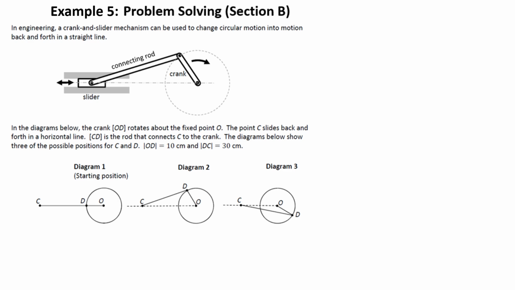In the diagrams below, the crank, OD, rotates about a fixed point O. The point C slides back and forth along a horizontal line, and CD is the rod that connects C to the crank. The diagram below shows three possible positions for C and D. OD is 10, so that's the actual crank piece, that won't change, and DC, the connecting rod, is 30 centimeters. That won't change. So what will change is that length from C to the edge of the circle. Okay, so there's our three diagrams. Let's see what they're going to ask us.